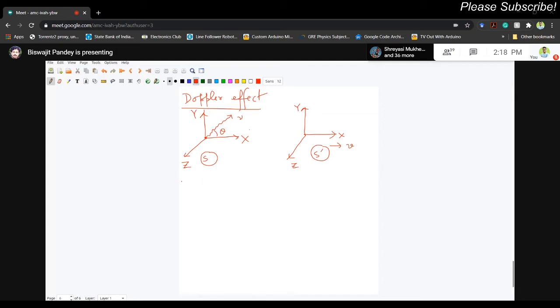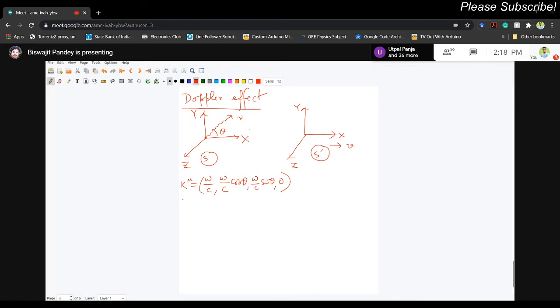So I'm writing the four vector in the S frame. What will be k mu? The frequency is nu, so angular frequency is, say, omega. So it will be omega by c. What is the x component? This is x-axis, so omega by c cos theta. This is energy by c, omega by c, cos of theta. And then we have the y component, which is omega by c sine theta. There is no z component, so it will be 0.